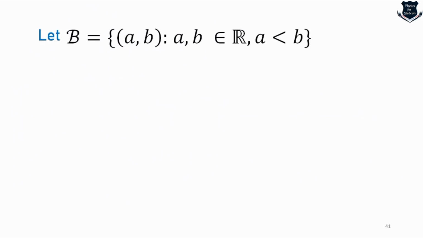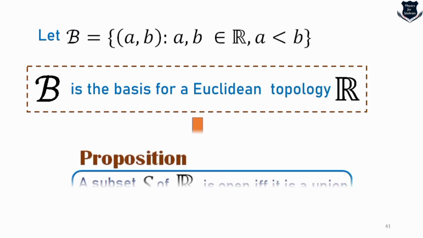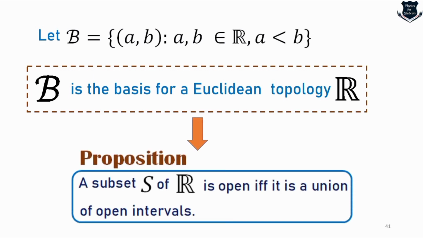Coming to the final part of the video, this is another example. Now, here's the equation given. This curly B is the basis for the Euclidean topology on R, which comes from this proposition we have just seen: a subset S of R is open if it is a union of open intervals. So now you can see that the basis of a topology helps us to identify topologies. We get a basis and then we identify.